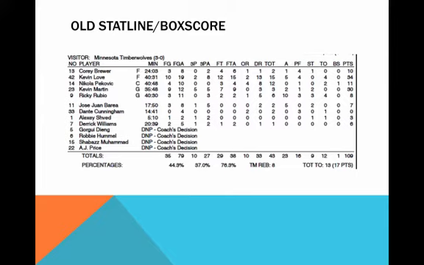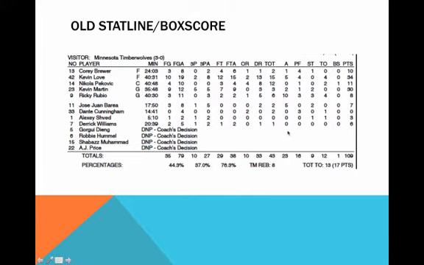So before the wave of advanced metrics, most teams used box scores and stat lines to portray how well a certain player or team performed. So we're going to go over this traditional box score, and then we'll compare it to a newer one.